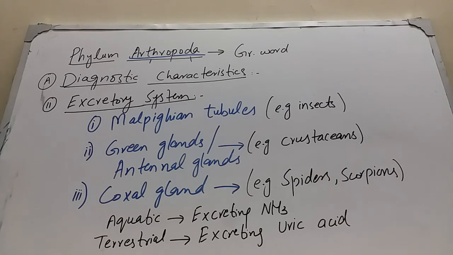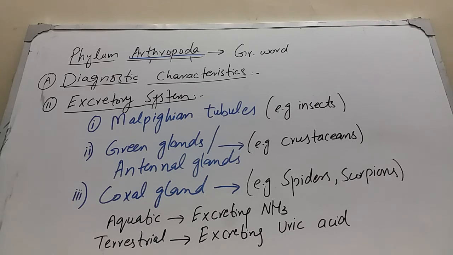Next is coxal glands. A pair of coxal glands is present in spiders and scorpions. Coxal glands are present at the base of the coxa. Coxa is the part of the leg. So these are the organs of excretion in arthropods, including malpighian tubules, green glands and coxal glands.